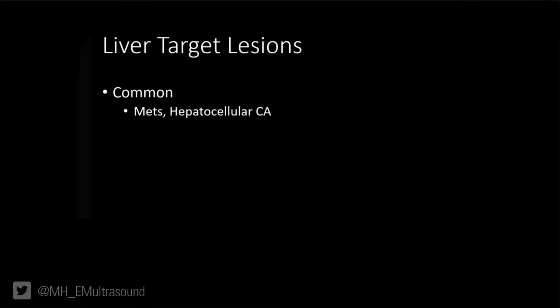Your differential is METs and hepatocellular carcinoma. About half of cancers metastasize to the liver, probably because of the portal system. So everything is going to metastasize to your liver as well as your lungs. So if you see multiple lesions in the liver, multiple targetoid lesions, it's probably MET, but it could be hepatocellular carcinoma.